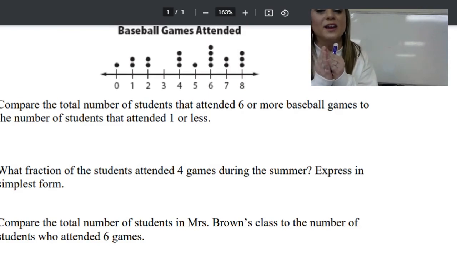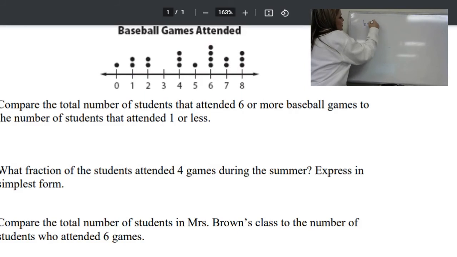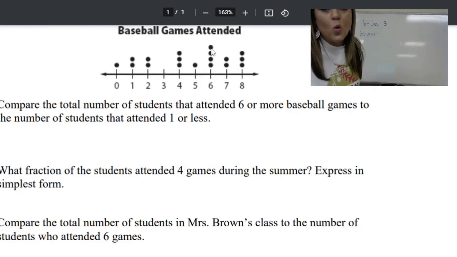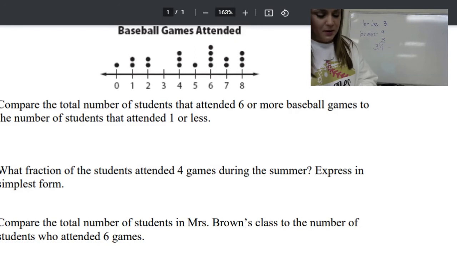And then it says the total that attended 1 or less. Okay, so we can see 1 or less is 1, 2, 3. So 1 or less is 3 people. 6 or more, let's look at that. We have 1, 2, 3, 4, 5, 6, 7, 8, 9. Okay, we have 9. If I divide 9 by 3, I get 3. So 3 times as many students attended 6 or more games than attended 1 or less, okay?